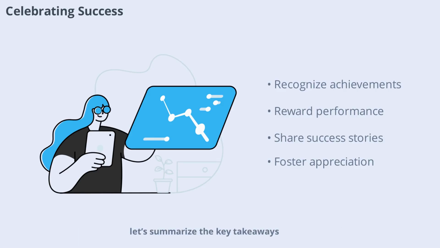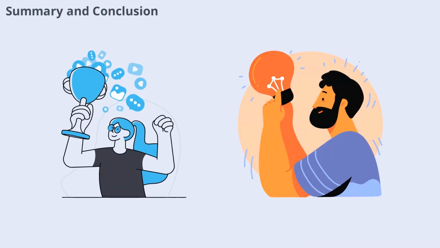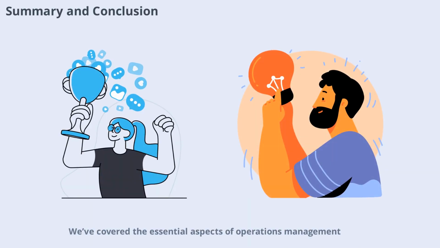Finally, let's summarize the key takeaways from our journey through operations management. We've covered the essential aspects of operations management, from process design and capacity planning to quality control and continuous improvement. Effective operations management is the backbone of every successful organization, driving efficiency, innovation, and customer satisfaction. By mastering these principles, you can help your organization thrive in a competitive world. Remember, operations management is a journey of ongoing learning and adaptation.